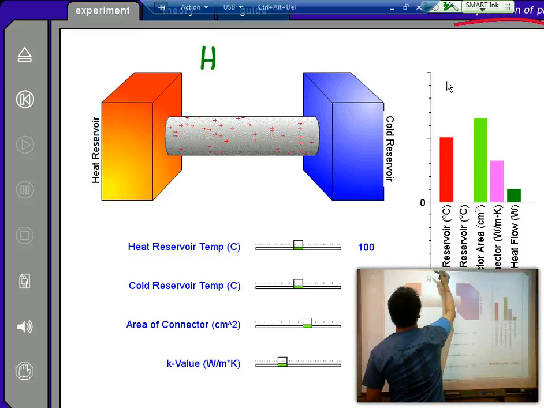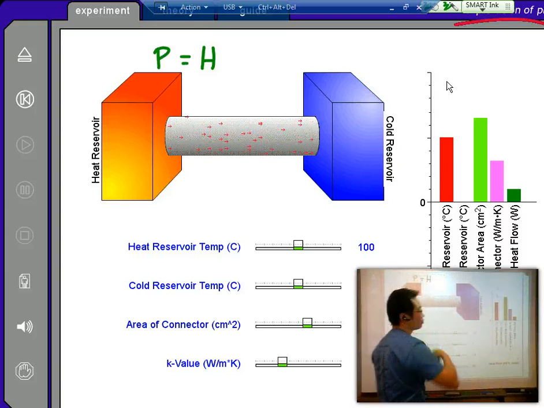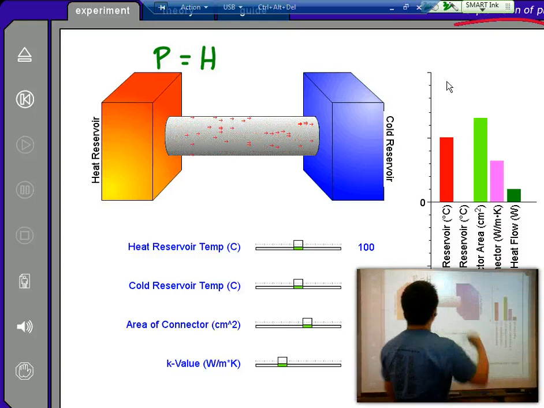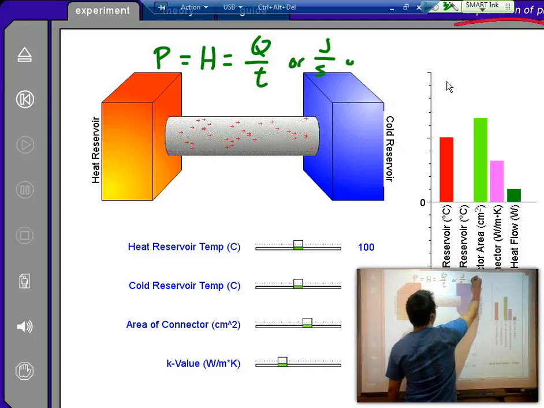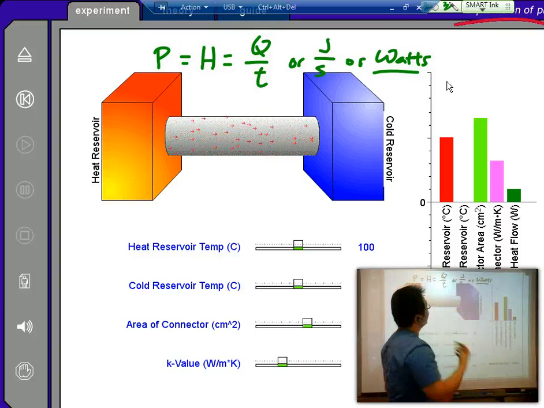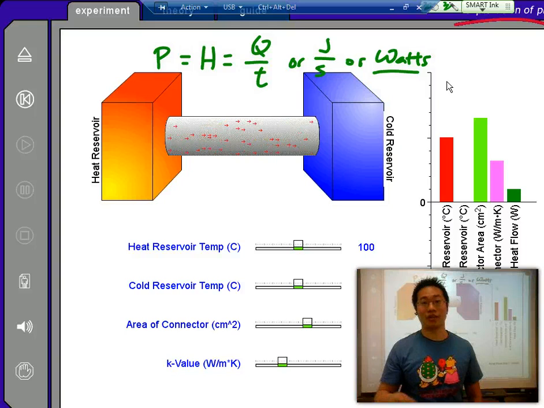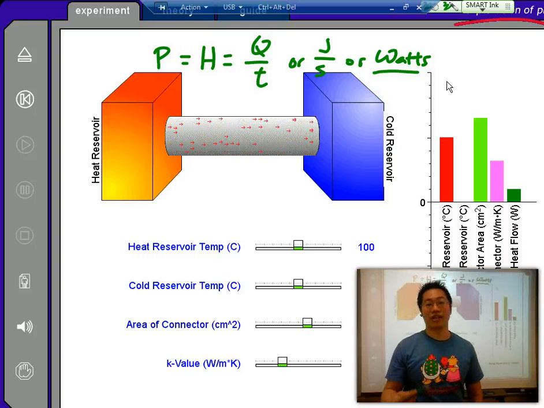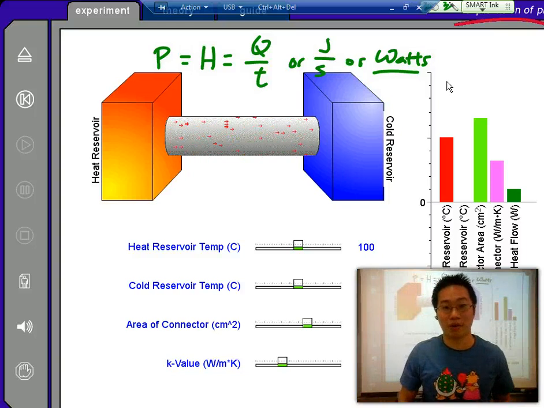But another way of saying heat transfer, H, is power. Because whenever we talk about the rate of heat transfer, we're talking about Q over T, or joules per second, or watts. So the unit for rate of heat transfer is watts, or joules per second. It's literally how fast energy is being transferred. And that was basically our original definition for power itself.